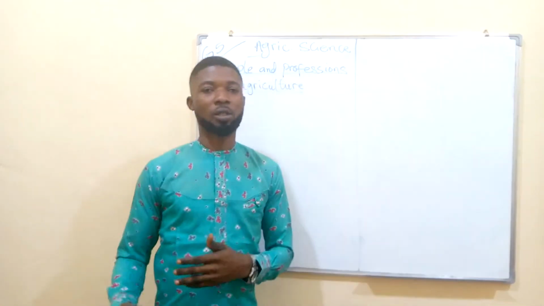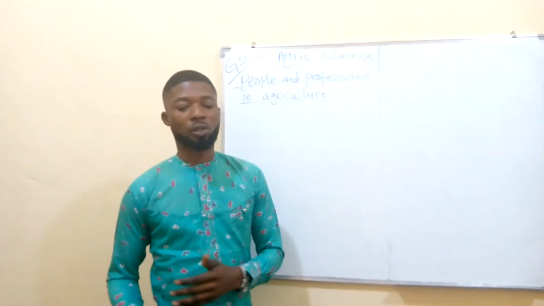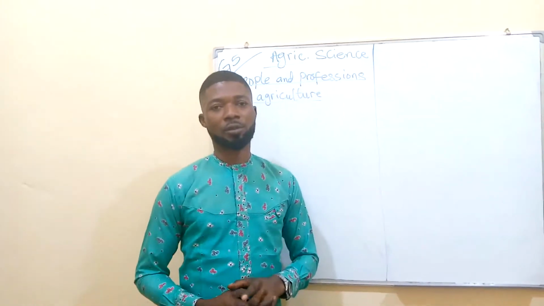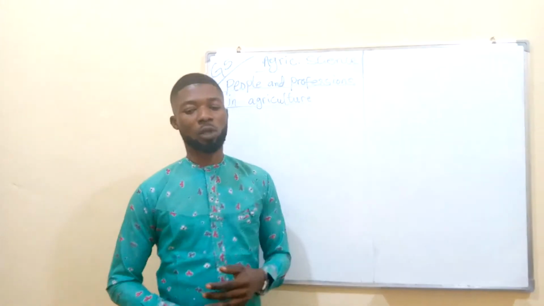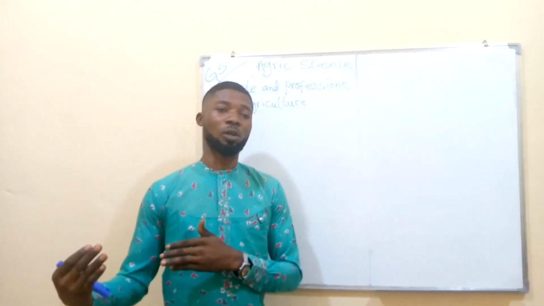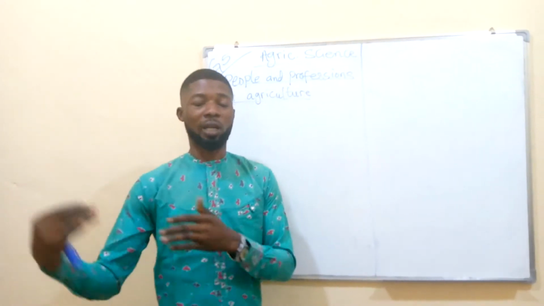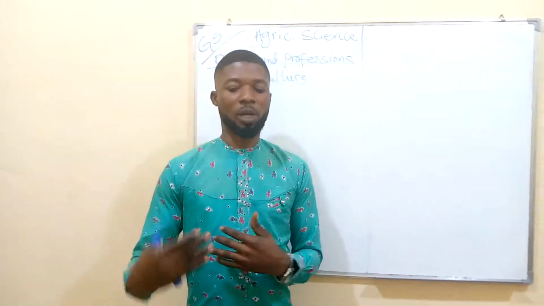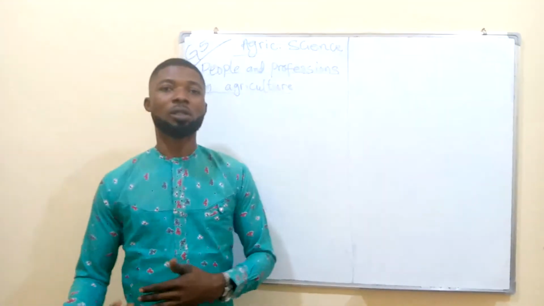mentioning the different professions in agriculture. So the professions in agriculture include: number one, animal scientist, and number two, crop scientist. Remember I said that agriculture involves growing and rearing of animals, isn't it? So that's why number one we have animal scientist. Number two we have crop scientist. Number three, we're talking about soil scientist.